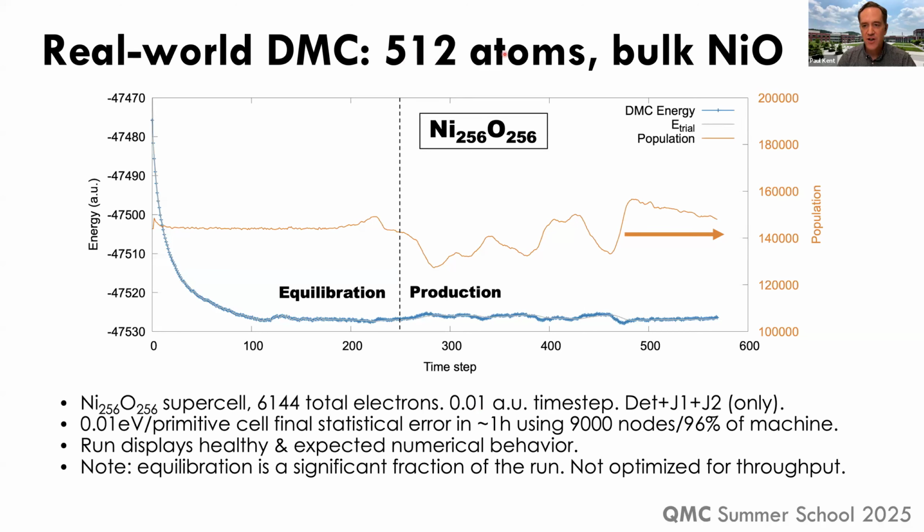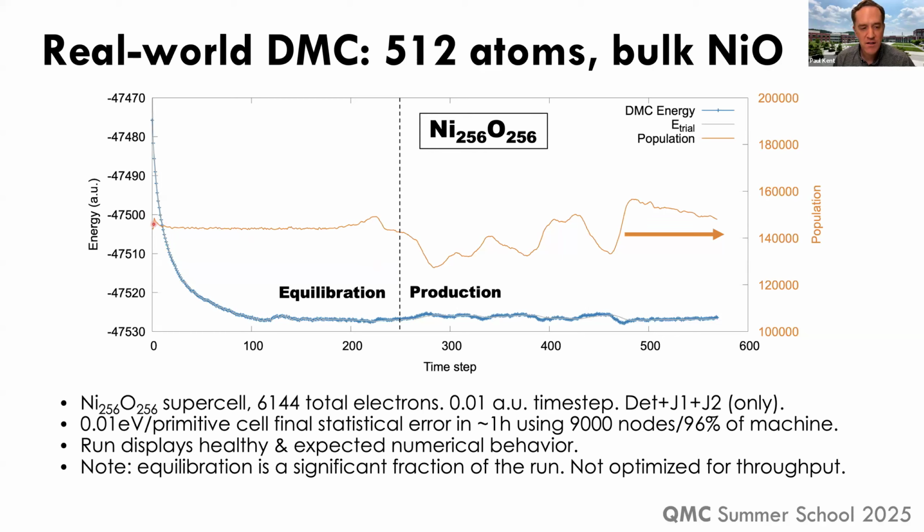So this is 500 atoms of bulk nickel oxide, a challenging charge transfer insulator, with 6,000 electrons. But if we zoom out, it looks very similar to what we just had for vanadium. We have energy against step, and here the DMC energy is in blue, so we have this initial propagation down. And I was very generous in the equilibration in this run. At some point, we start sampling statistics, and you see again the DMC energy bouncing around its average. And I've also plotted the population in orange.